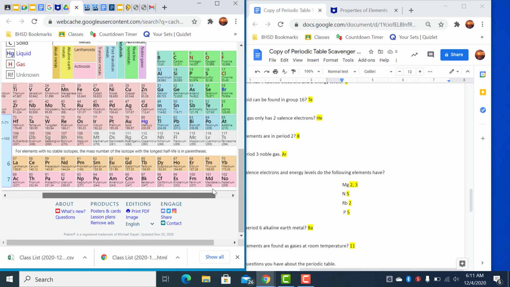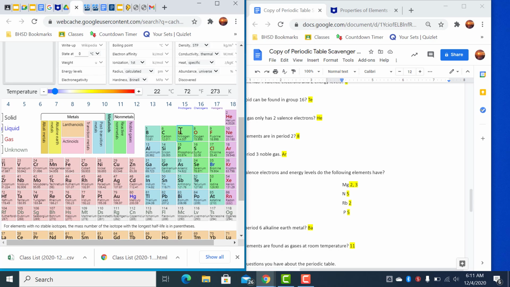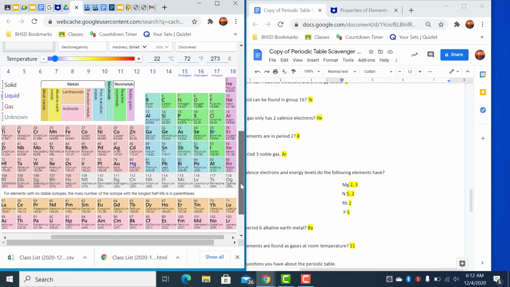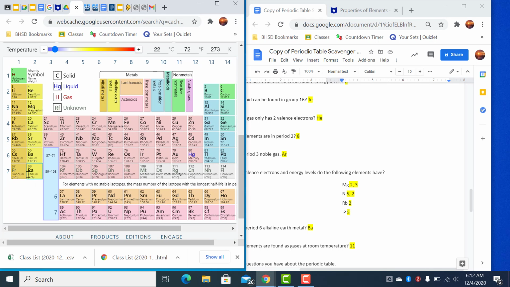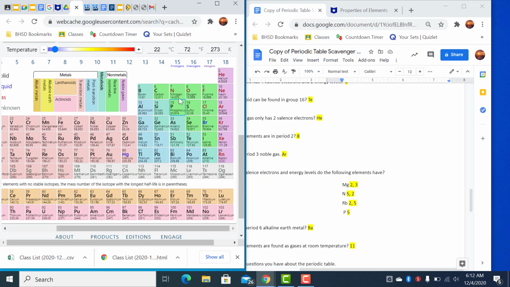Nitrogen, group 15, 5 valence electrons, period 2, 2 energy levels. Rubidium. Okay. Oh, there's my scroll bar. Rubidium. Group 1, alkali metal, 1 valence electron, period 5, 5 energy levels. And then P for phosphorus, group 15, 5 valence electrons, period 3.